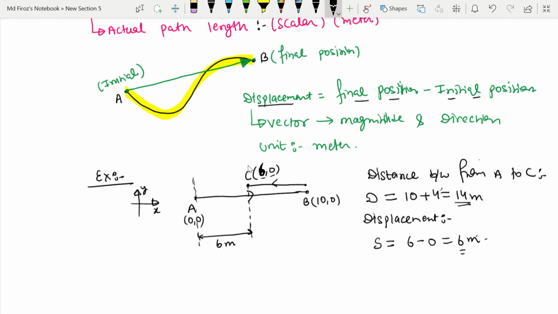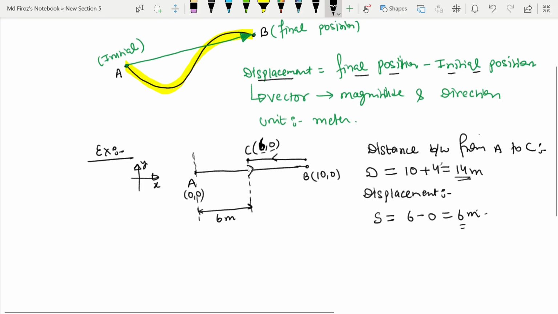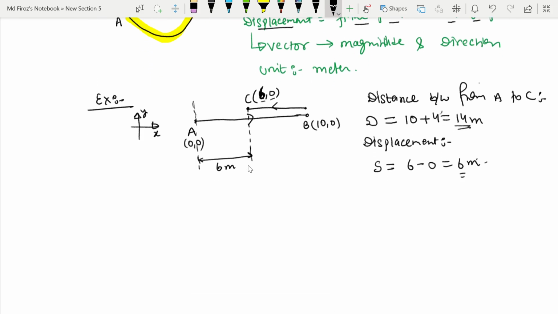So you can see here the distance and displacement are not equal for the same journey. So always remember that distance is always greater than or equal to displacement. This is the relation with the magnitude of displacement, because displacement is a vector quantity. So distance is always greater than or equal to displacement. Here we have seen that distance is greater than displacement.